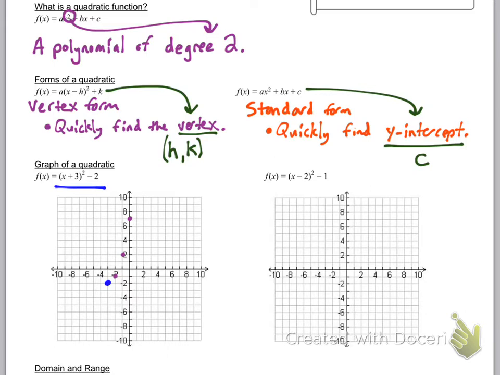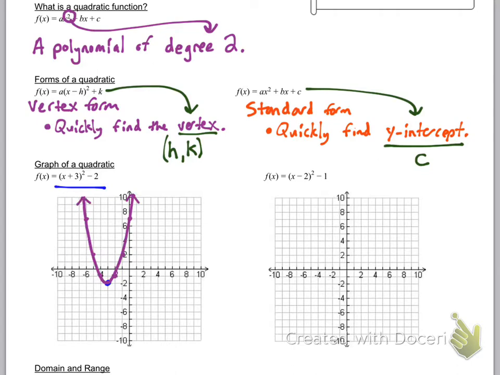You could make a table of values and do all that stuff, and that would be just fine, but this is a much faster way to graph this. Likewise, if you go left 1, because negative 1 squared is positive 1, we're going to go up 1. If you go left 2 from the vertex, that blue dot, then negative 2 squared is positive 4, so you go up 4. And same with left 3 from the vertex is going to be up 9. And then we just connect the dots.